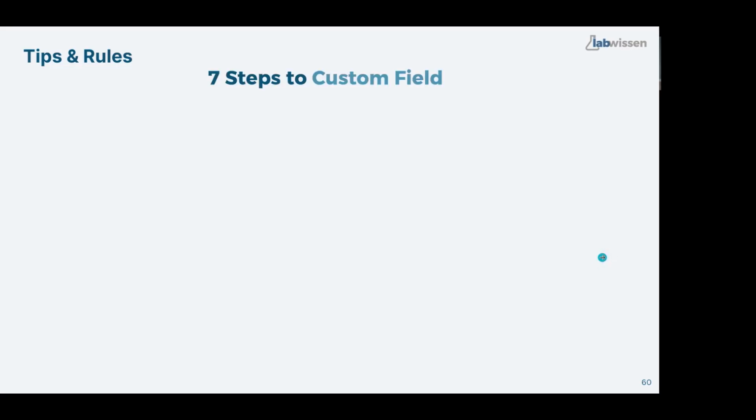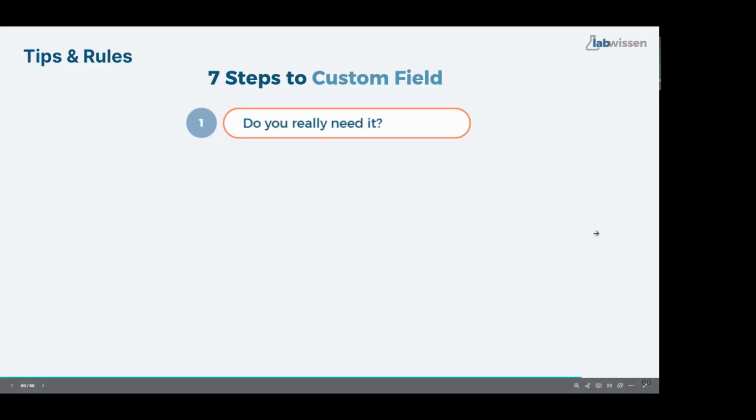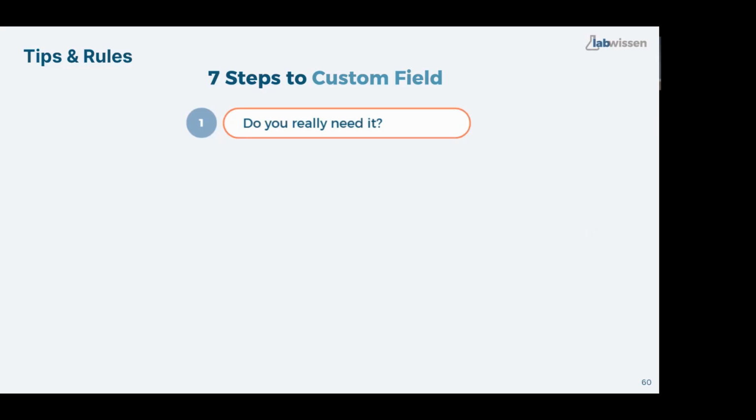So, 7 steps to a custom field. Here is a little algorithm I put together: what do you need to do when you create your custom field. First, ask yourself a question: do I really need a custom field? There are already so many default fields calculated in Empower. Sometimes you want to calculate something, for example signal to noise, but it's already calculated in Empower, so you don't need to create an extra custom field for this.